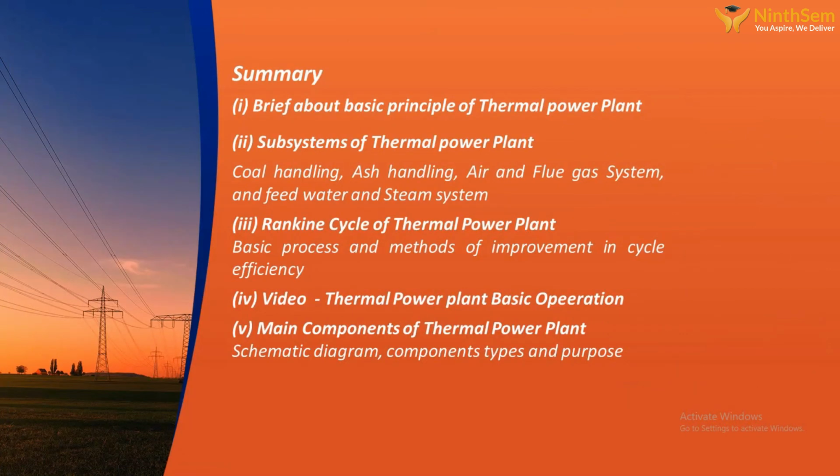So far we have discussed lecture 2, 2A, 2B, 2C and 2D. We have seen one short video on the thermal power plant. First we discussed the basic principle of the thermal power plant and the Rankine cycle, and we discussed the subsystems of the thermal power plant: coal handling, ash handling, air and flue gas system, feed water and steam system. And the Rankine cycle of the thermal power plant, basic process and methods of improvement of cycle efficiency. And we saw the short video about the basic operation of the thermal power plant.